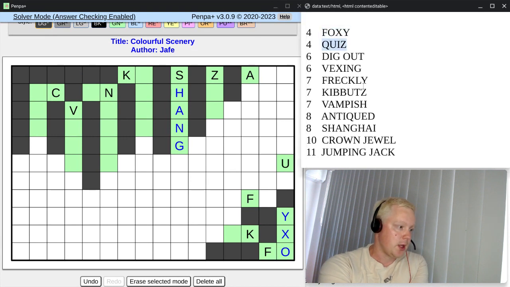But what words can this C be part of? Now, it can't be foxy, can't be quiz. Neither of those start or end with C, and this has to be the start or end letter because it's blocked on 3 sides. Can't be dig out, can't be vexing, freckly, kibbutz, vampish, antiqued, Shanghai. It can be crown jewel. This is the starting C here, and it can't be jumping jack. So crown jewel is the only word that fits this C here.